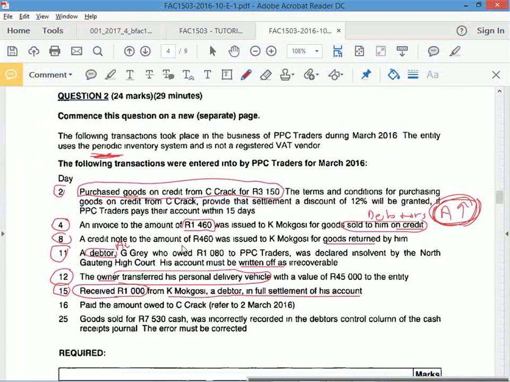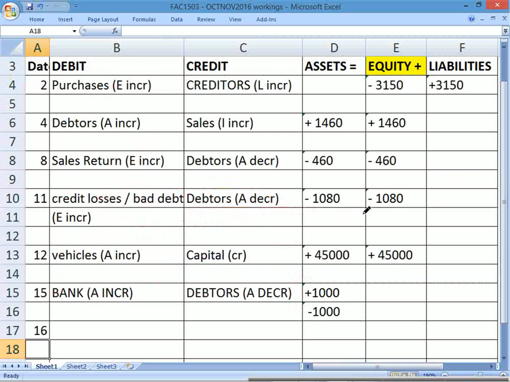16, another transaction. Let's go back and read it. Paid the amount owed to C, refer to 2nd March. Okay, so now I've got to go all the way back here, and I need to read that again. Right, so now the second part is relevant, because the second part is actually a payment. Do you agree? If I'm paying, am I going to get a discount? Yes, so do I pay the full amount? No, I don't pay the full amount, because I get a discount. I only pay the net amount. Make sense? Okay, so let's discuss that.